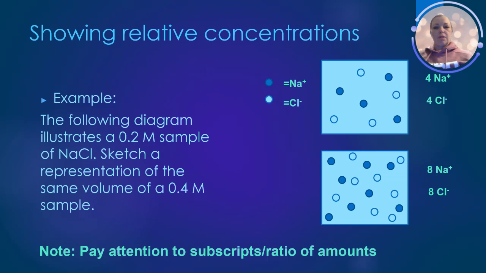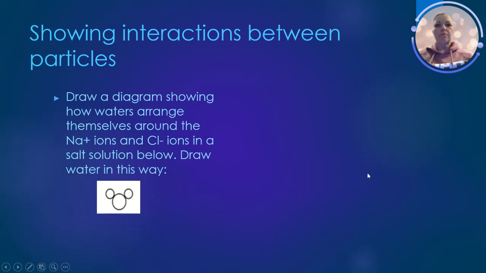You do want to make sure that you're paying attention to the subscripts or ratios of your amounts. So in this case, it's pretty straightforward because it's 1 to 1. But in a situation like if we traded out the Na for something with a +2 charge, like Ba, and you had BaCl2, you would need to make sure that you had twice as many chlorides as you did bariums. So do make sure that you're paying attention to the ratio of the ions, particularly when you're looking at something like this that's an ionic compound that will dissociate.